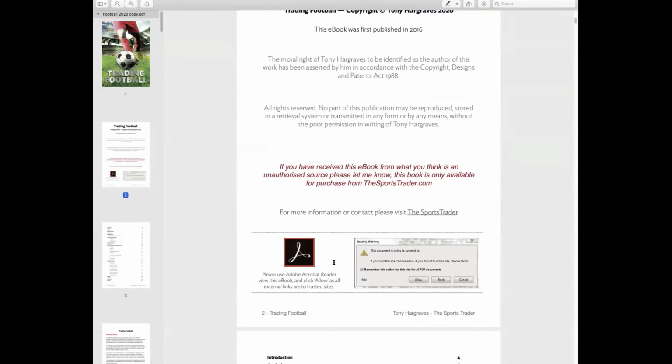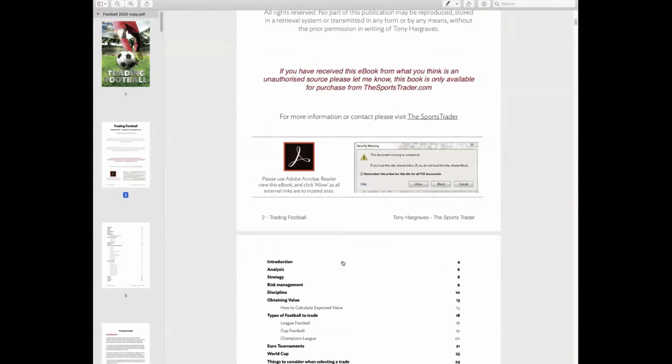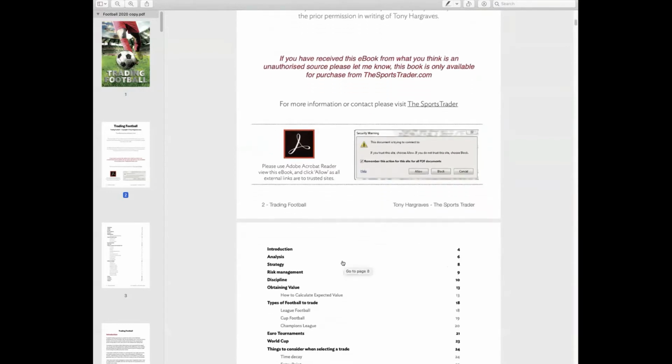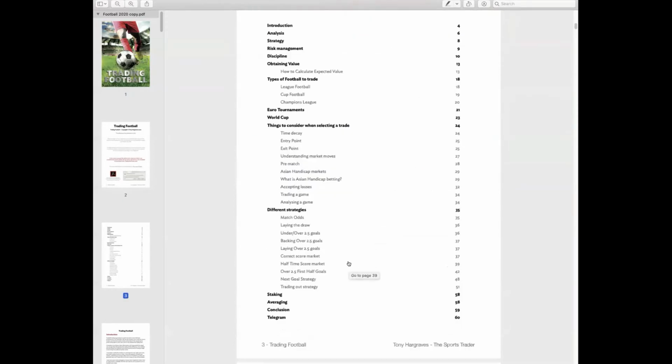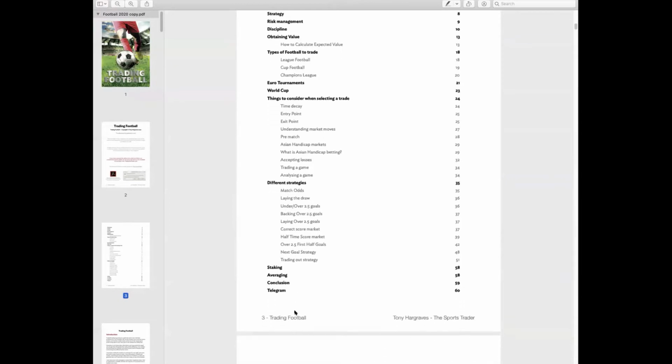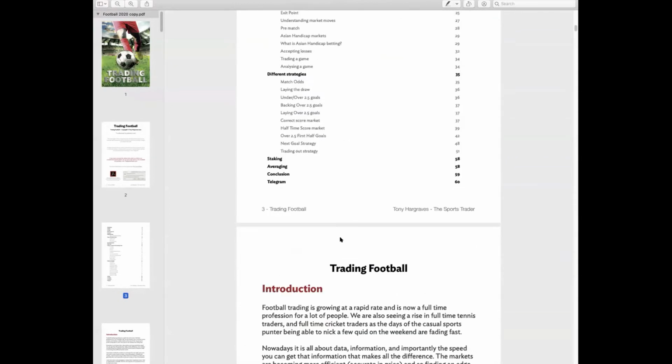I wrote this one in 2016, but I've updated it for 2020. It's a bit of an introduction, but then we cover analysis, strategy, risk management, discipline, how to obtain value, and the types of football to trade. It looks at Euro tournaments, World Cup, and things to consider when selecting a trade. We're going to go through that together this morning. Then we can look at some different strategies to finish off, a bit of staking, averaging, and the conclusion. We'll just skim through it and see how it goes.